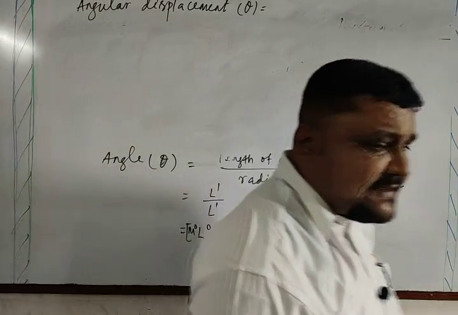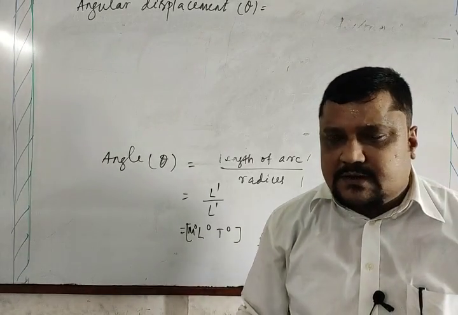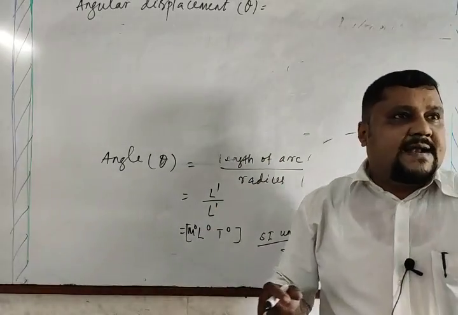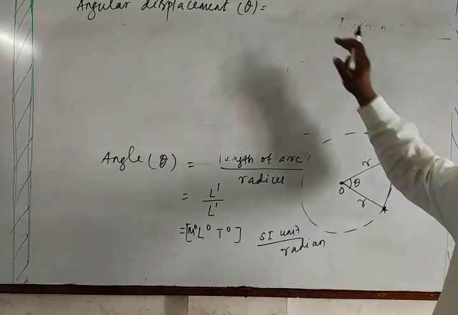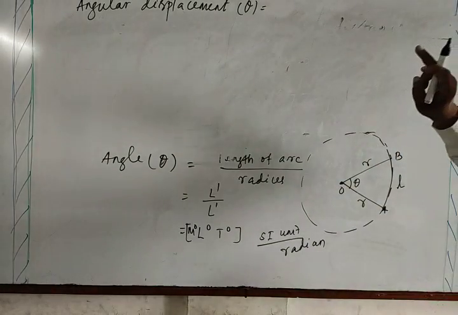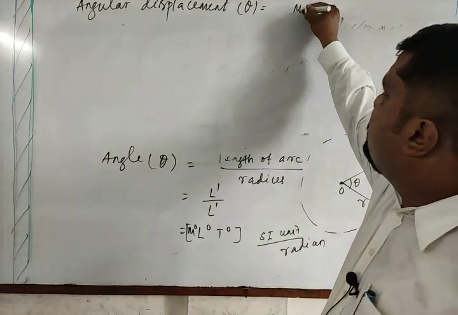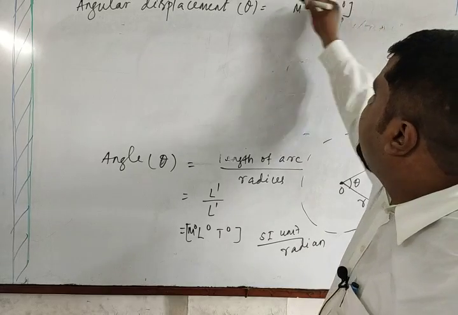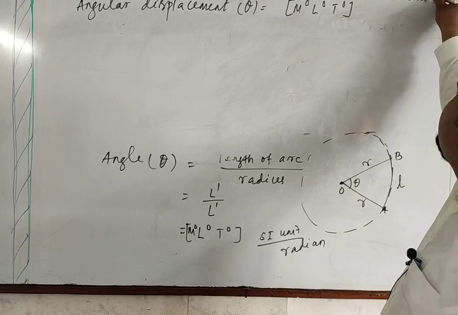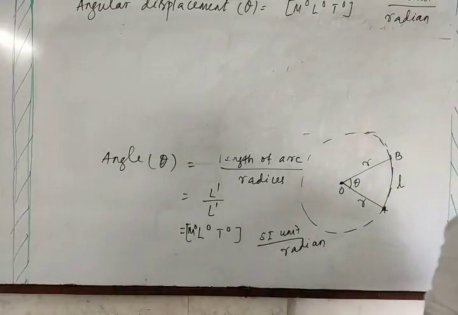Like in linear displacement, it is from what? Final to the initial position. If I start from here and reach a final point, then the final distance minus the initial distance, the final minus initial, is the displacement. Similarly, angular displacement means the body is in a circular motion. So angular displacement also has the same dimension, that is M0 L0 T0. Okay, and its SI unit is radian. SI unit is radian. Clear?